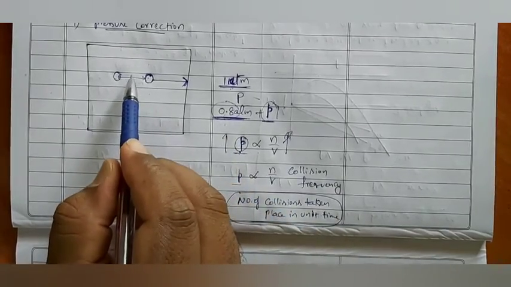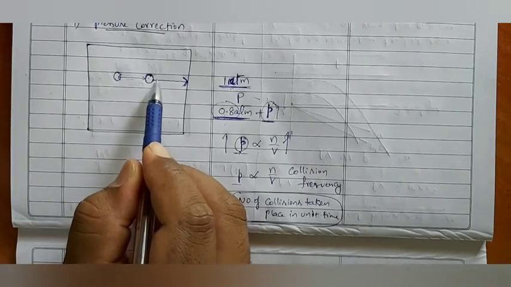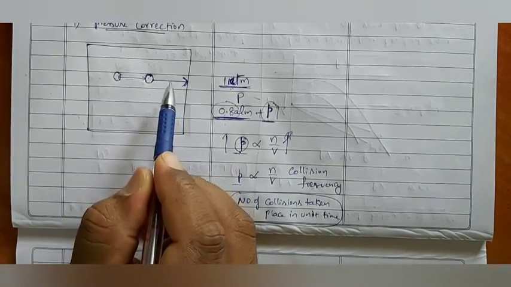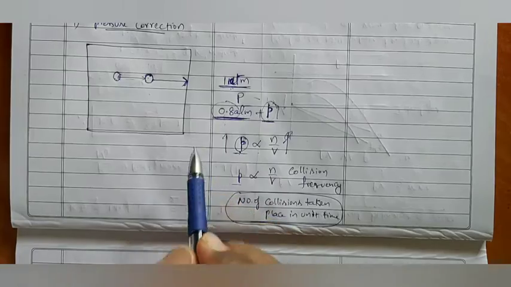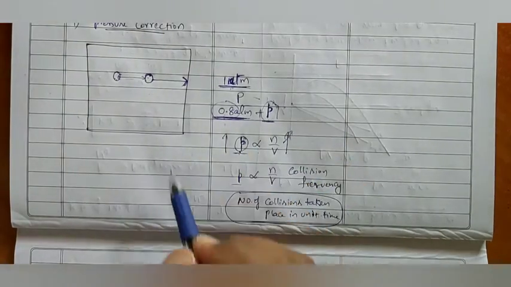If attraction is increased, the molecule will hit the wall with less force, and automatically there is less pressure. Even 0.8 is also not mentioned. I think you are understanding my explanation. Okay, so in this way we are going to correct.